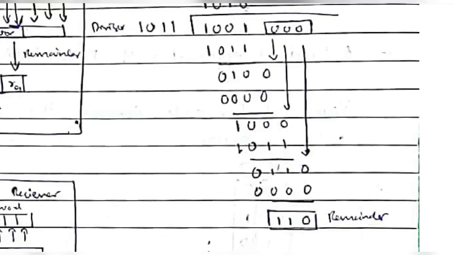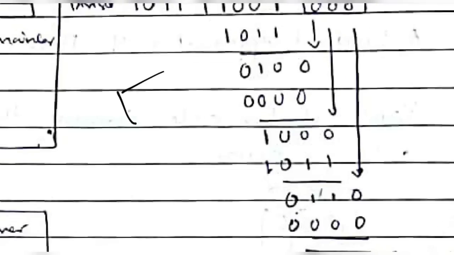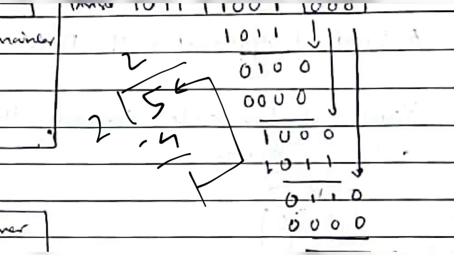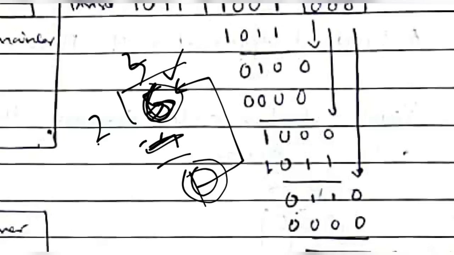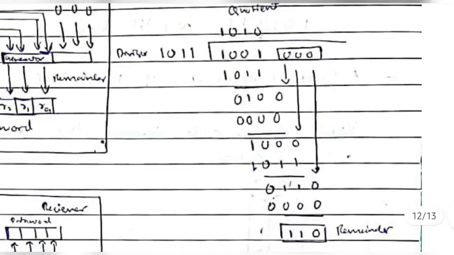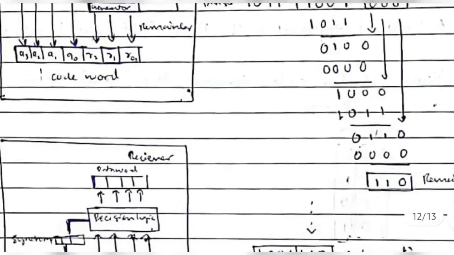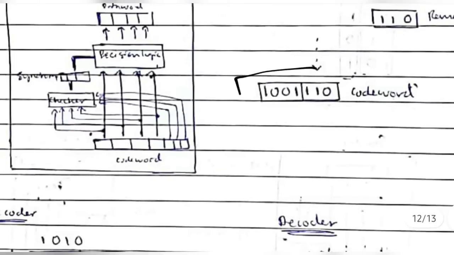See, there is a logic here. If we divide some number, like for example, if we divide 5 by 2, there will be a remainder of 1. Now, if 1 is added to 5, then it will become 6, and then it will be completely divisible. 2 3s are 6, and here no remainder will be there. So when we add the remainder to the dividend, it will become completely divisible. That's what's happening here. This code word is 1001 and 110, which is the remainder.